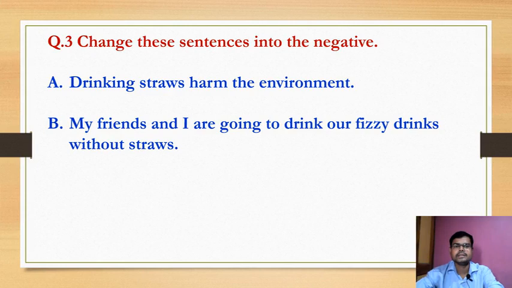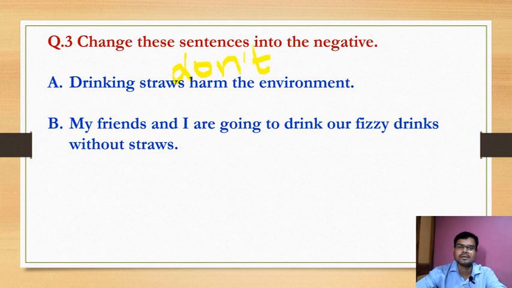Now let's check other examples. Question number 3. Change these sentences into negative. We have to make negative statements. Drinking straws harm the environment. So here how can we write it? We can simply write like this: don't. Straws are many, hence we have to write don't. Drinking straws don't harm the environment. Understood? Very nice. Look at the second example.